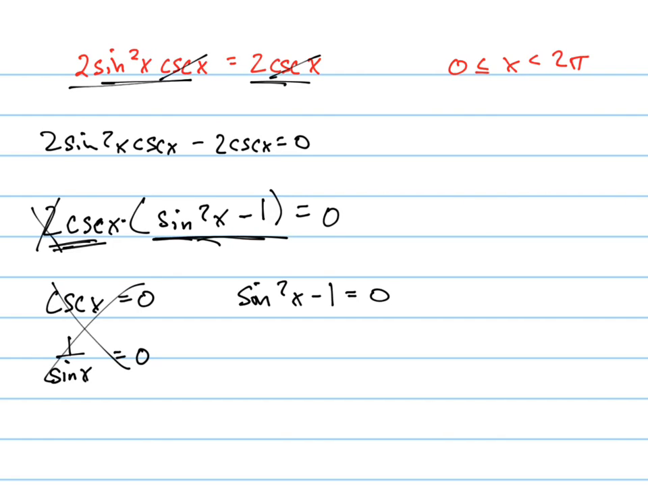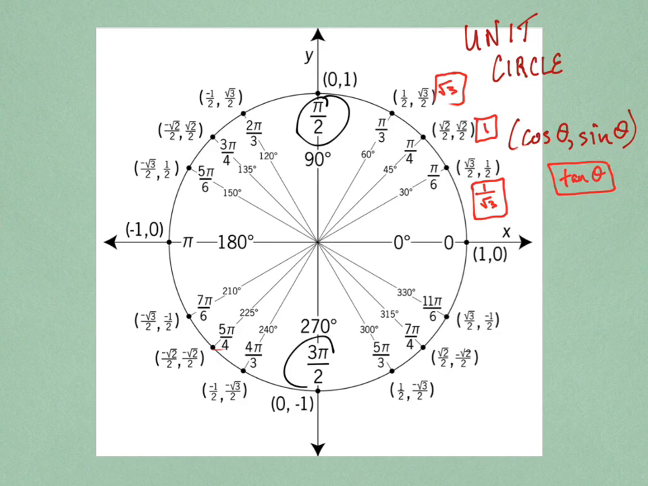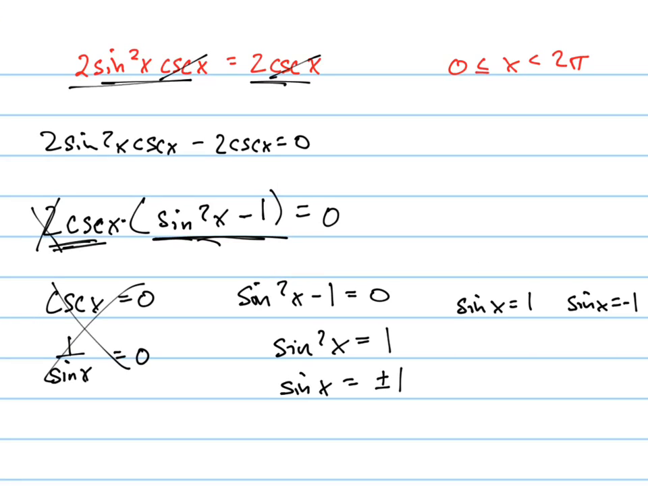But this one has quite a few solutions, because look what I'm going to have to do. I'm going to have to take the square root of both sides, and that is plus or minus 1. So this is where either sine x equals 1 or sine x equals negative 1. And if you look at your unit circle, pi over 2 and 3 pi over 2 is the answer. So x equals pi over 2 or 3 pi over 2, and those are your answers.